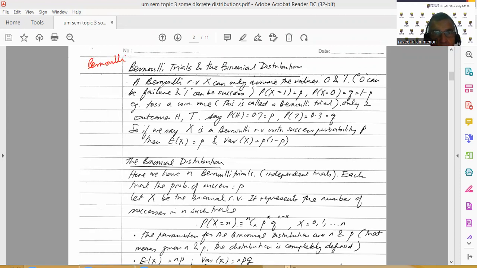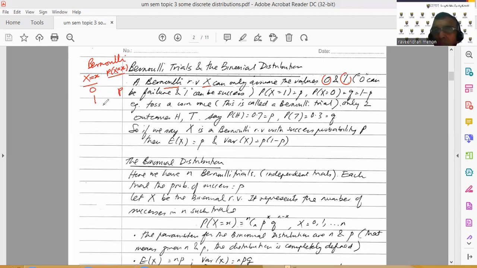Okay, let's read some of the things they have written here first, right? A Bernoulli random variable x can only take the values 0 and 1. So let me draw a little table here. X equals to x and probability x equals to x. So what are the values that the random variable can take? 0 and 1. The probability that x equals to 1, let's give it p.